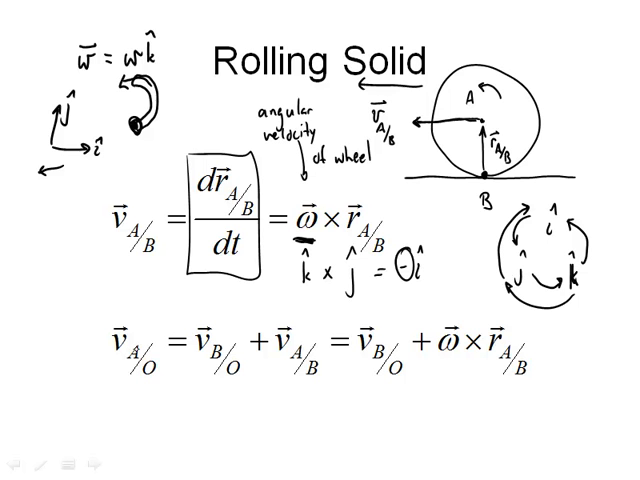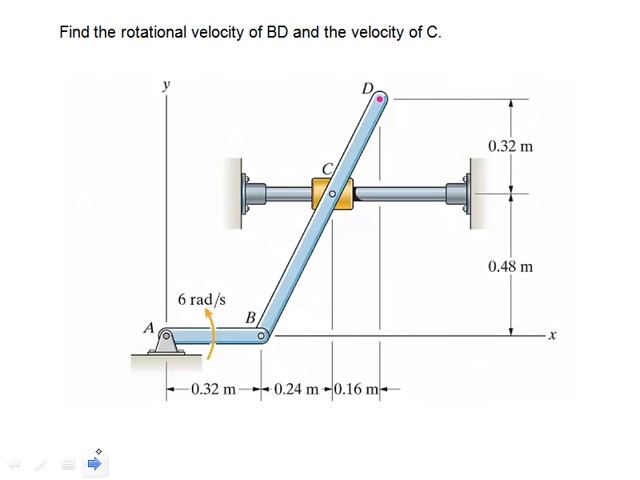So if I have an interest in the velocity of A with respect to some origin, then using my relative motion equations from the previous slide, the velocity of A with respect to the origin equals the velocity of B with respect to origin, plus the velocity of A with respect to B, where A and B are on this rolling object. So this is omega cross R AB. So let's take a look at this example. This will give us a real good idea.